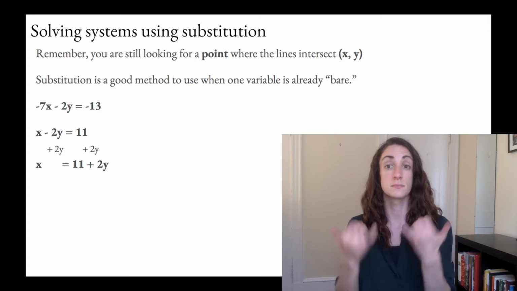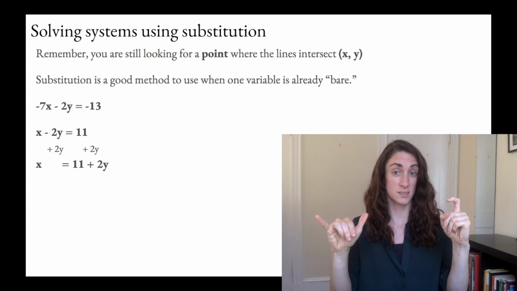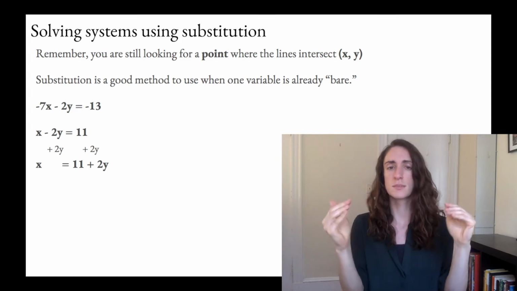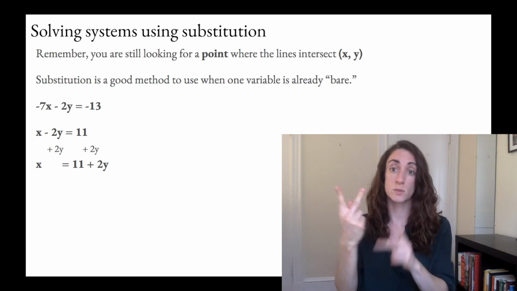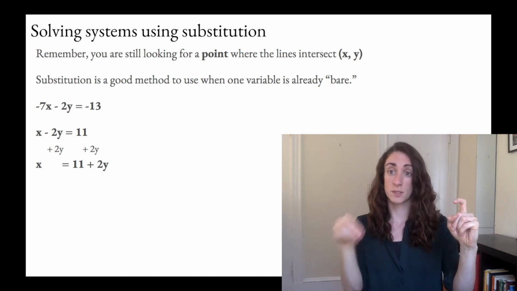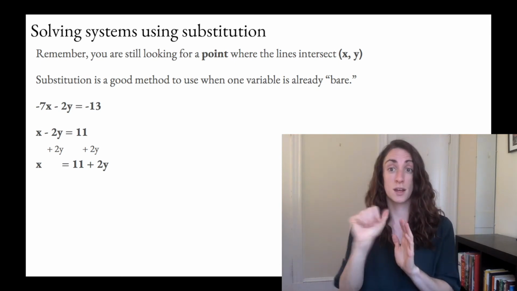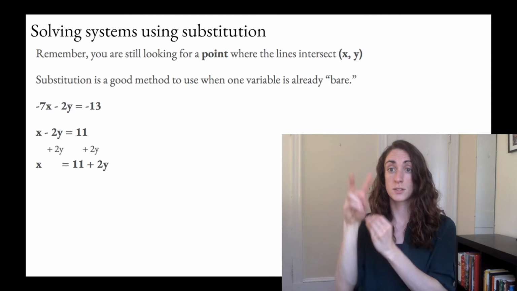So now we have x equals 11 plus 2y. So x and 11 plus 2y are equal. They are the same thing, essentially. The same way that 10 and 2 times 5 are equal. x and 11 plus 2y are equal. So that means anywhere we see an x, we can replace it with 11 plus 2y because they're equal.